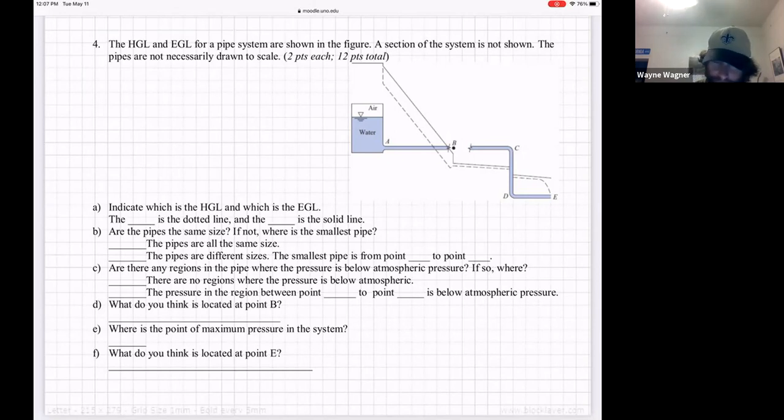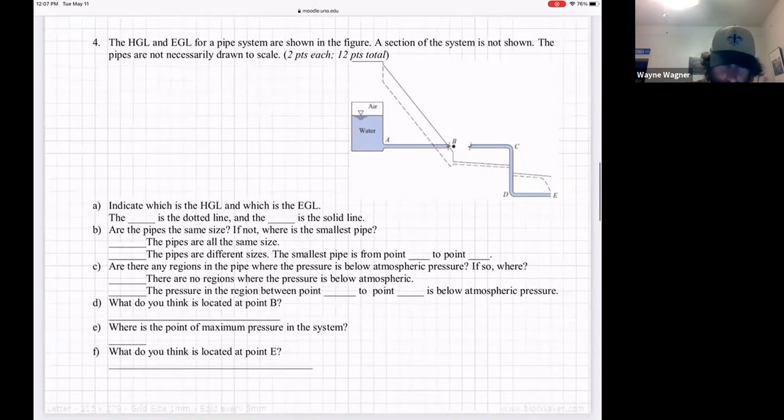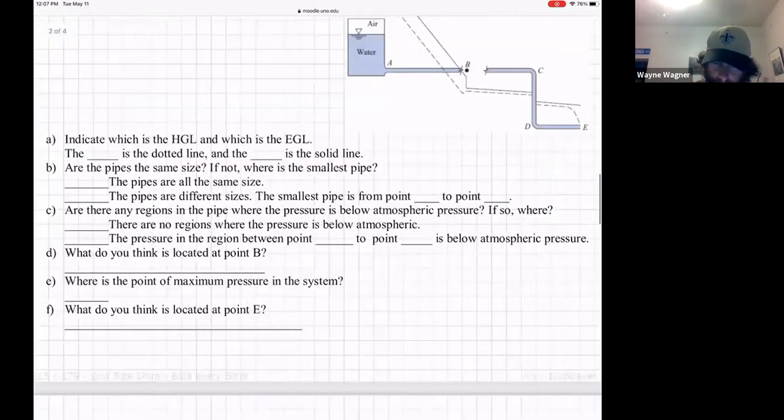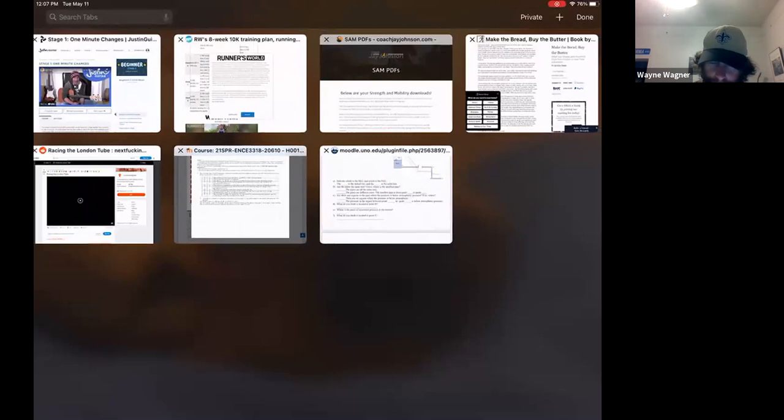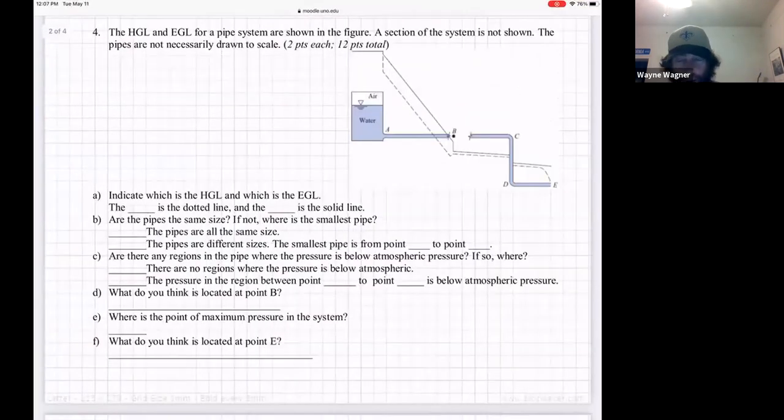Okay, so can I annotate here? Oh, I can't annotate, I guess. That sucks. All right, anyway, you can see that between B and a little bit to the right of it, some of it's been missing. So the pipes are not necessarily drawn to scale. It's a little annoying. Okay, which one's the HGL? Which one's the EGL? Can y'all tell me?